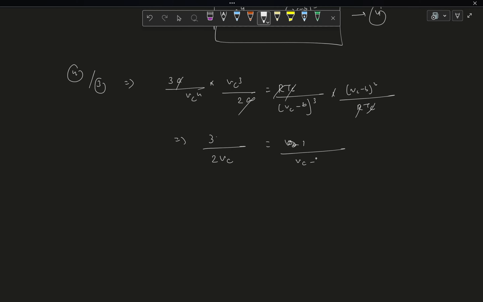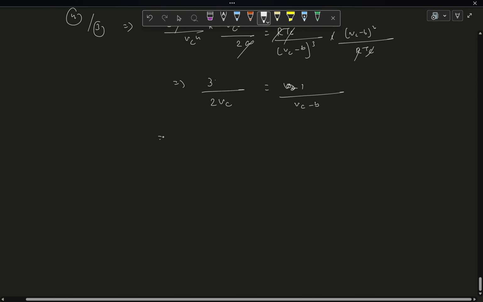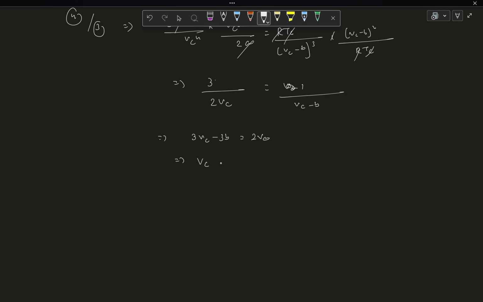1 by Vc minus b. So this is just 3Vc minus 3b is equal to 2Vc. So from here, by solving this, you get Vc equal to 3b. So our critical volume is already obtained as 3b.